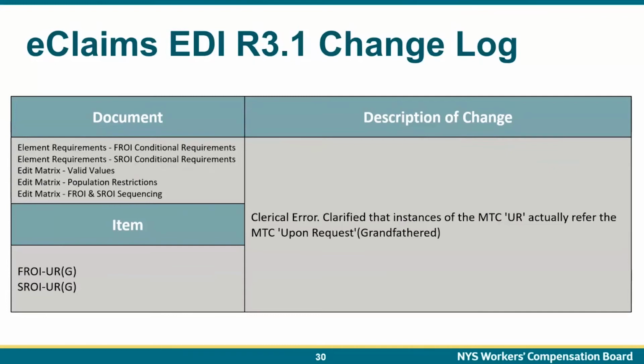For eClaims change log number 32, both the FROI and SROI conditional requirements were updated, as well as the valid values, population restrictions, and the FROI and SROI sequencing tables. This was a clerical error for the FROI and SROI UR. We added that this is actually the upon request grandfathered, since we're using our existing UR process from release 3.0.